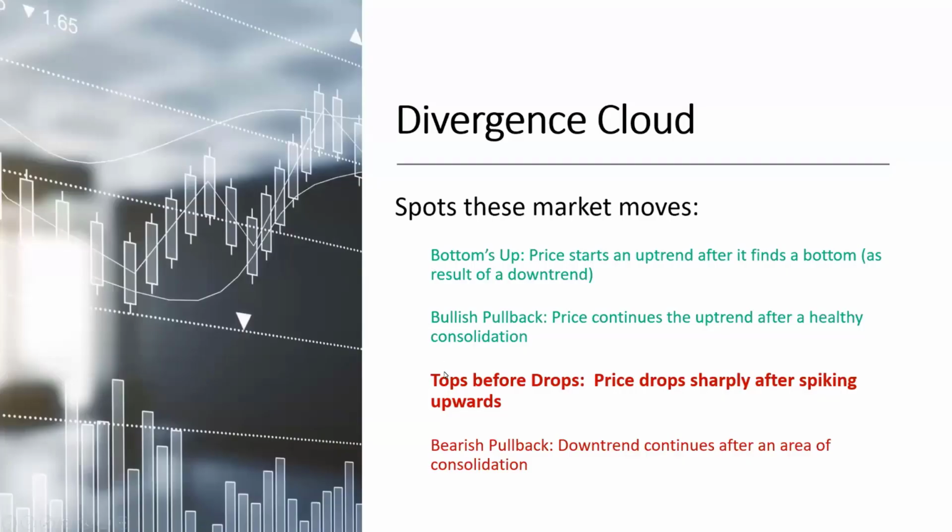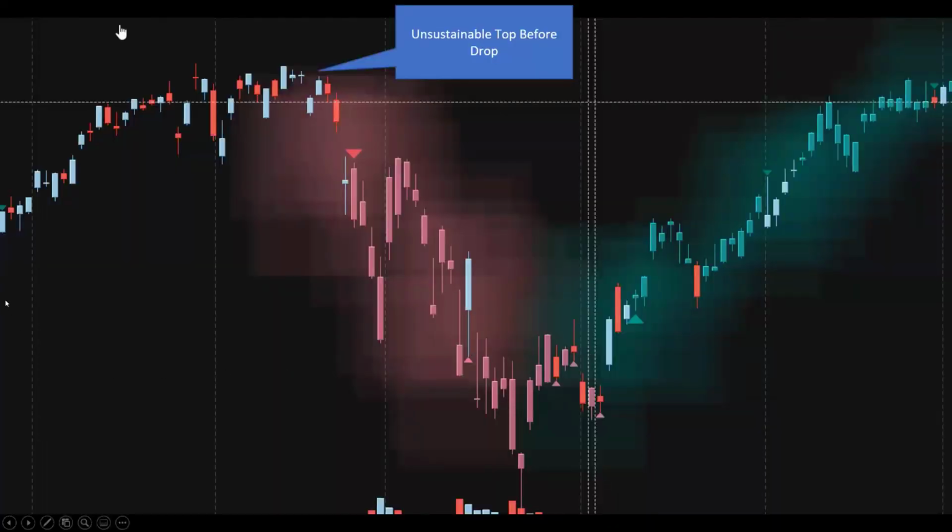And on the bearish side, we have a move that's called tops before drops, which basically means that price will drop sharply after spiking upwards. In other words, after an uptrend, the uptrend might end and will reverse in the downside direction. Basically, the uptrend is reversing to a downtrend. Divergence Cloud will detect this by giving you a signal as well, which basically means it's a reversal of the existing trend, the uptrend, to the downside.